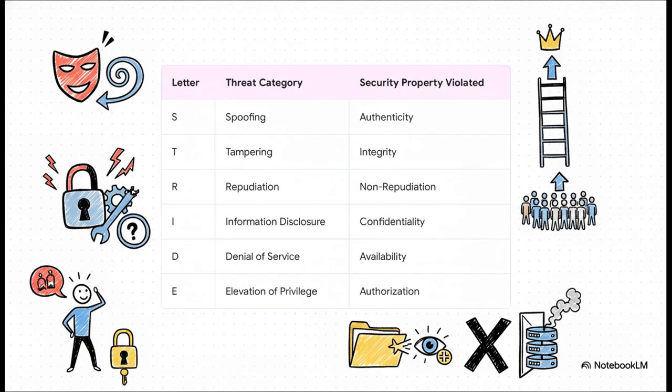R is repudiation, which attacks non-repudiation. This means a user does something and then denies that they did it. I is information disclosure, a violation of confidentiality, like a student seeing another student's grades. D is denial of service, which attacks availability. This makes the system unavailable to users. And finally, E is elevation of privilege, which attacks authorization, like a student getting teacher permissions.